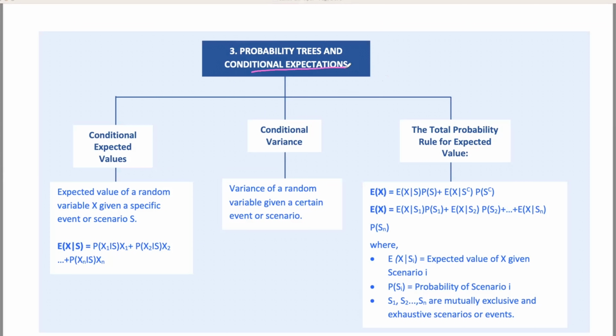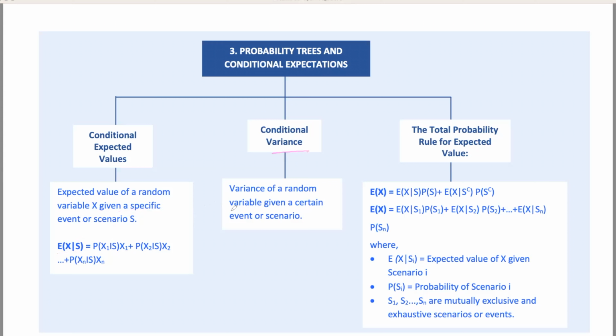Conditional expectations are about understanding what to expect given that a certain condition or scenario has happened. It's like saying, given that it's raining, what's the probability I'll need an umbrella? This concept is essential when the outcome of a random variable depends on certain conditions or scenarios. The conditional expected value is the expected value of a random variable given that a specific event or scenario has occurred. It's denoted as expected value of a random variable X given S, where S represents the given scenario.